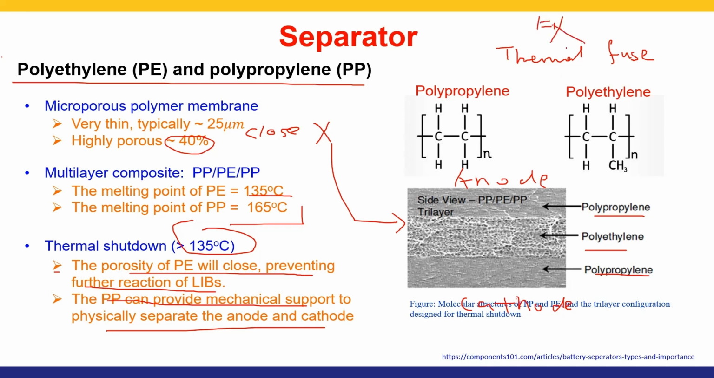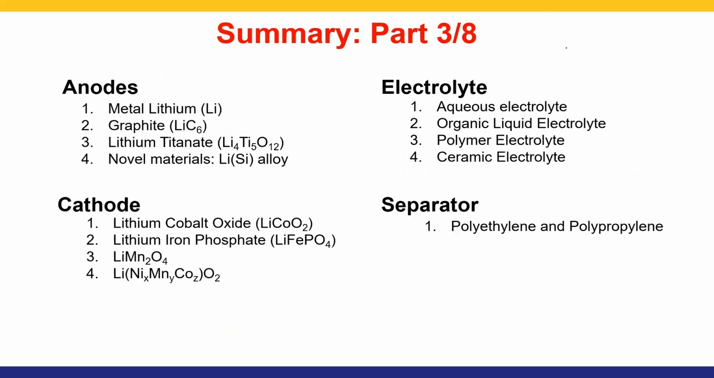So that's all for the components of the lithium-ion battery. Let's come to the summary. We have covered different types of anodes and different types of cathodes. And we also covered different types of electrolyte, and briefly touched on the shutdown mechanism of the separator. That's all for part 3.